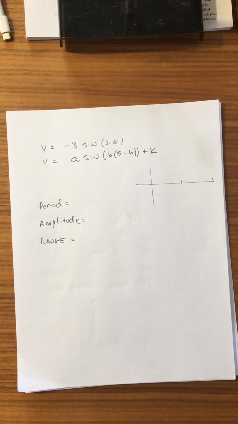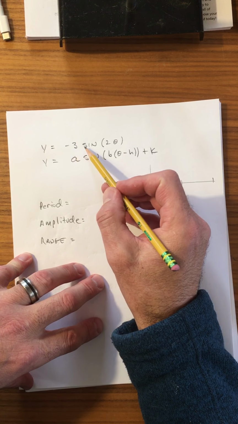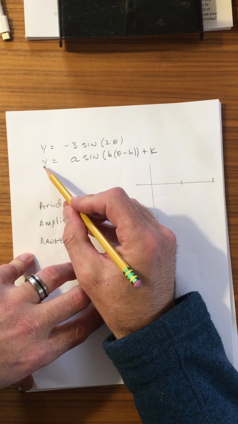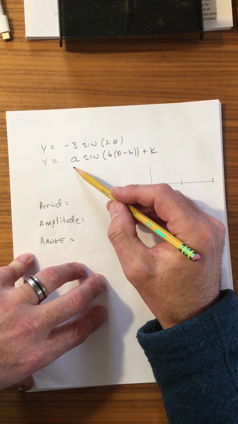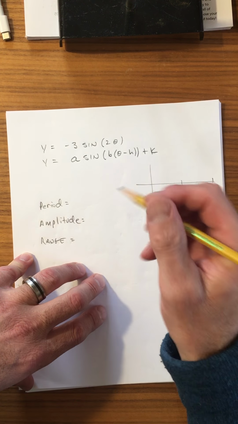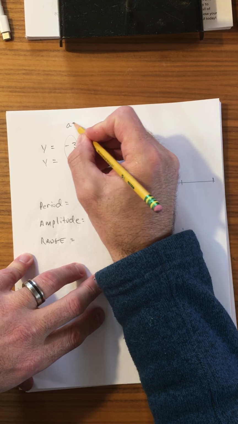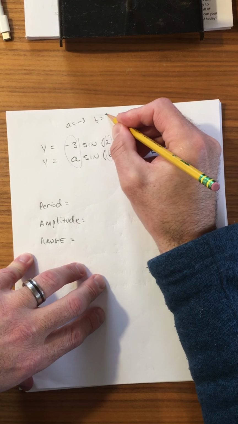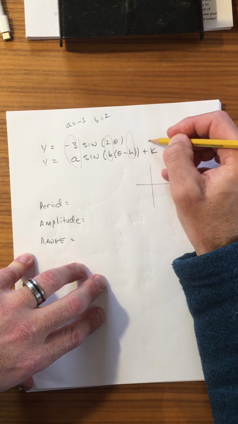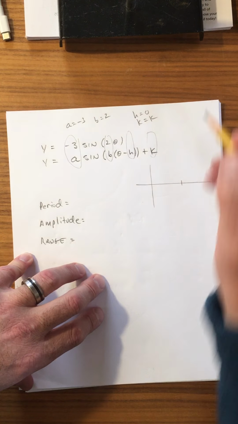Hey everybody, had a question about this problem on the assignment, so I'm going to walk you through it. The equation given was y equals -3 sine 2 theta. So underneath I wrote the general form of the equation so that we can match up and determine the a, b, h, and k values. So what I'm seeing is that a is -3, b is 2, h and k are both 0.